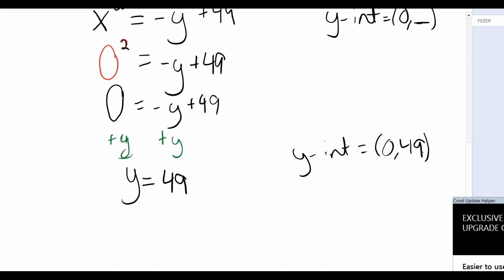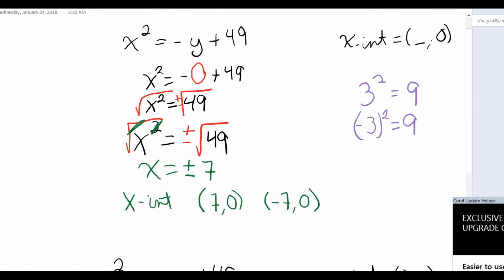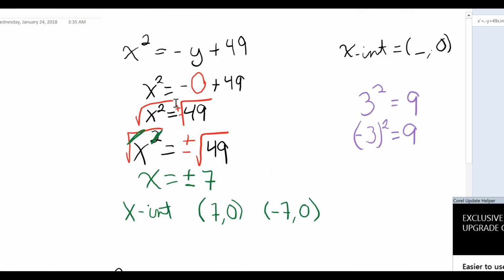So what you're trying to do is look and see, you were doing correctly by plugging the 0 in. You just have to remember that the opposite of a square is the square root. And anytime you take the square root, it has to be positive and negative because of this rule over here. Okay? If you have more questions, let me know.